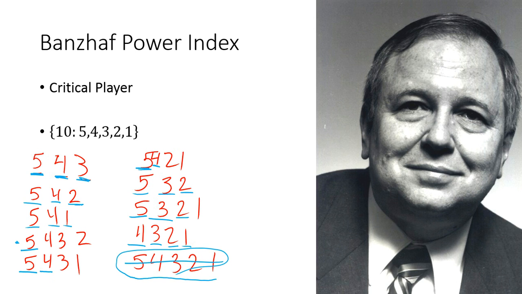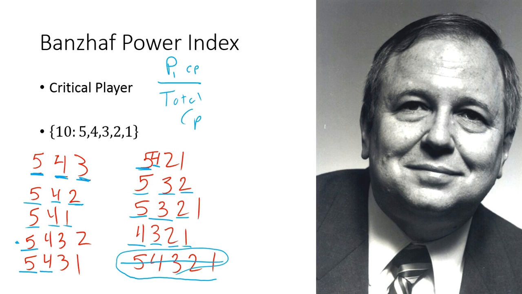So this one, there's no critical players. Now what we're going to do is count how many total critical players there are. The Banzhaf Power Index takes the position, so player 1, however many critical players there are for the first voter or the first player, all over the total critical players.